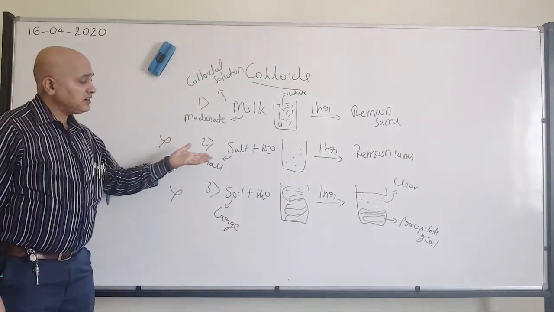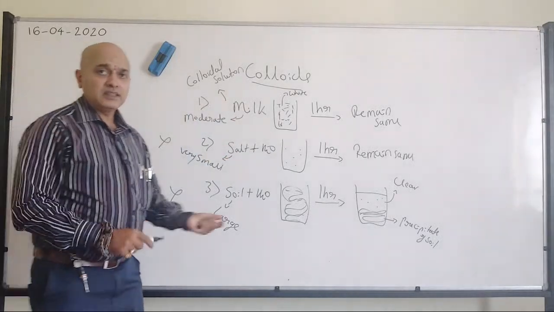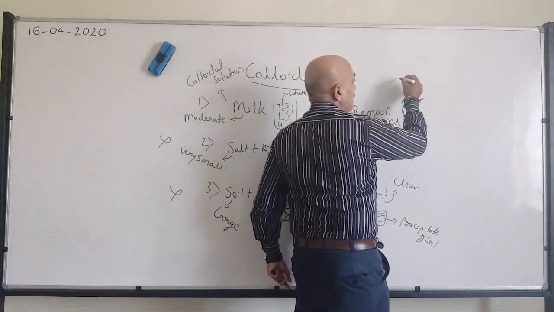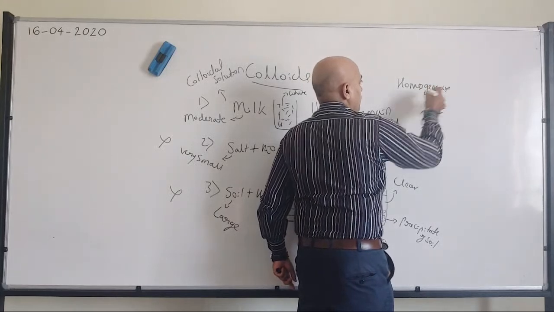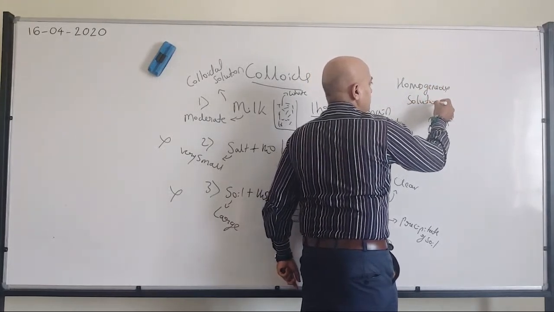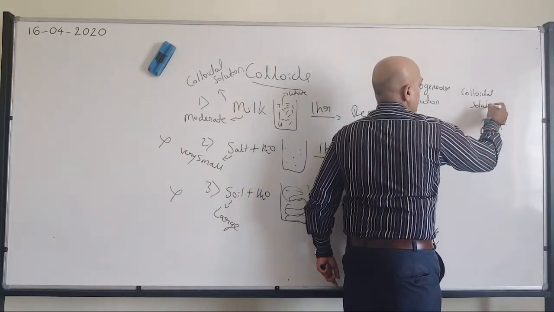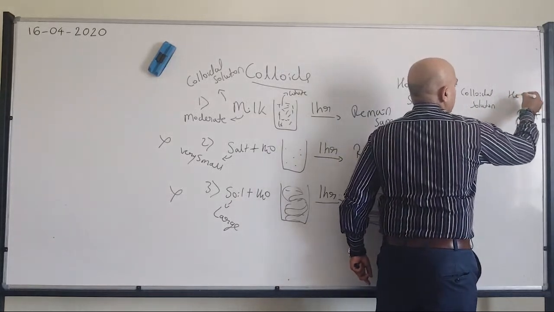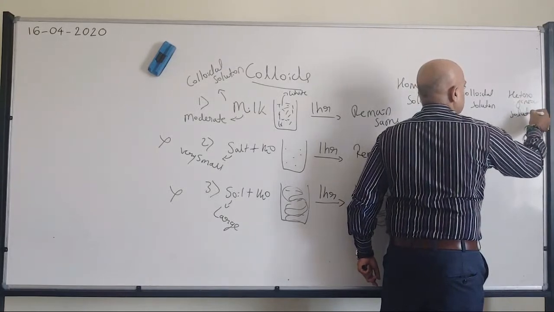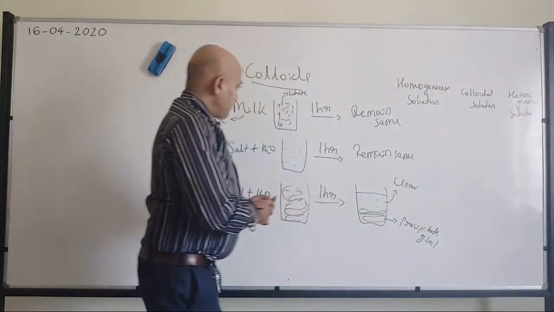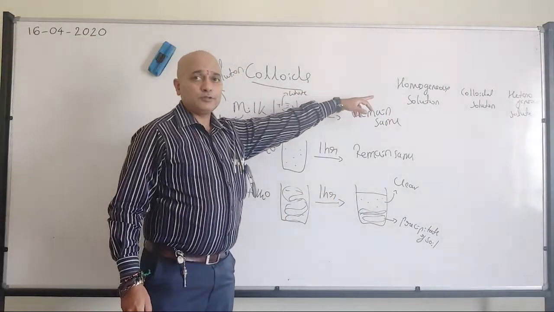In that way, what is the difference between a pure homogeneous solution and a colloidal solution? Now what I mean to tell here is, I have got a homogeneous solution. Next one is the colloidal solution. And the last one is the heterogeneous solution. Now, as I go with the example, salt plus water is a homogeneous solution.